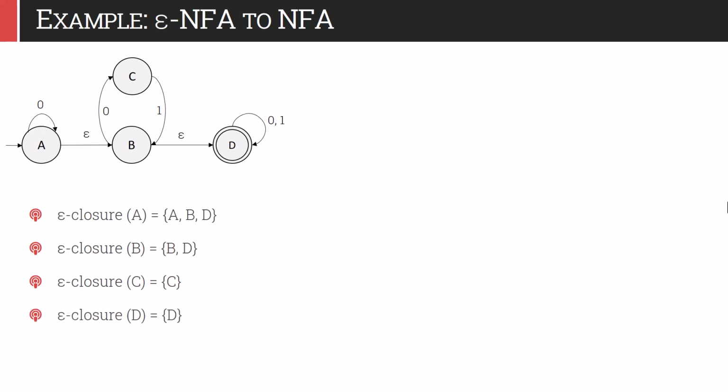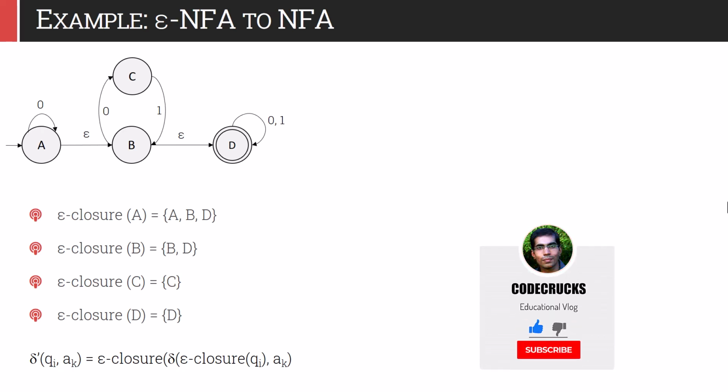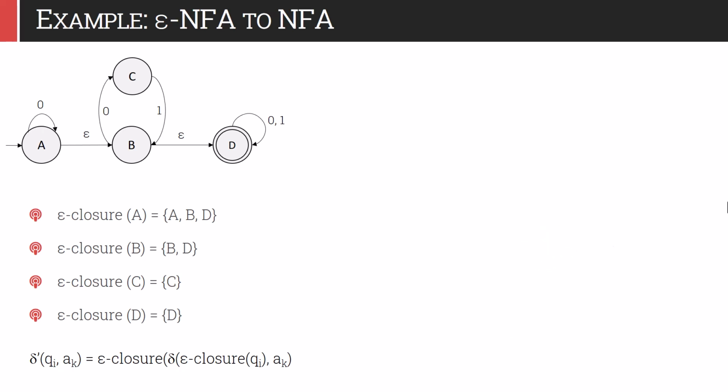Now we have to evaluate the delta dash transition function for all the states. So delta dash transition function for state Qi for alphabet Ak is given by epsilon closure of delta of epsilon closure Qi comma Ak. So for every pair of Qi comma Ak, we have to find out the delta function, and then we have to take the epsilon closure of that. In the previous video, we did it step by step without a table. Now we will directly draw the table, so we do not need to write down all the steps. This method might be faster compared to the one we discussed in the last video.